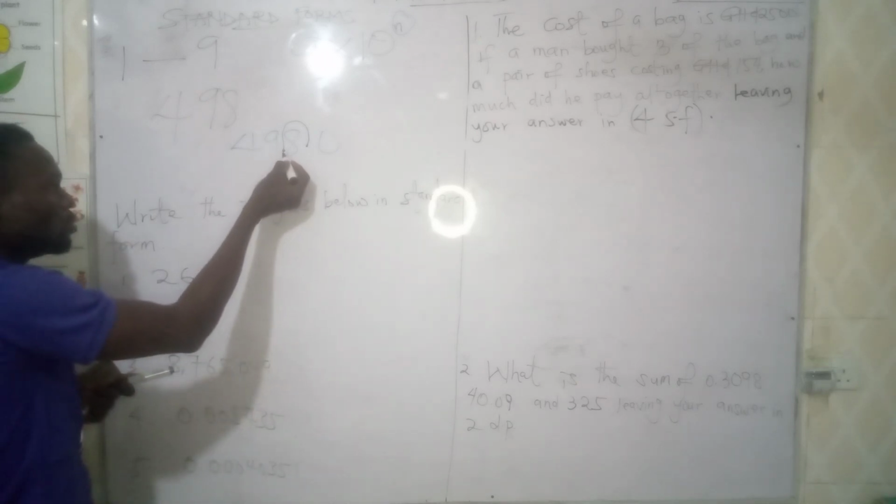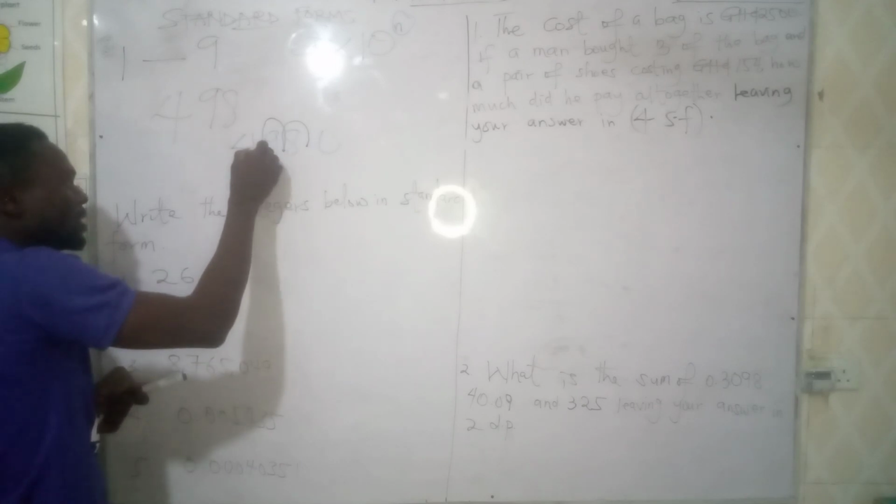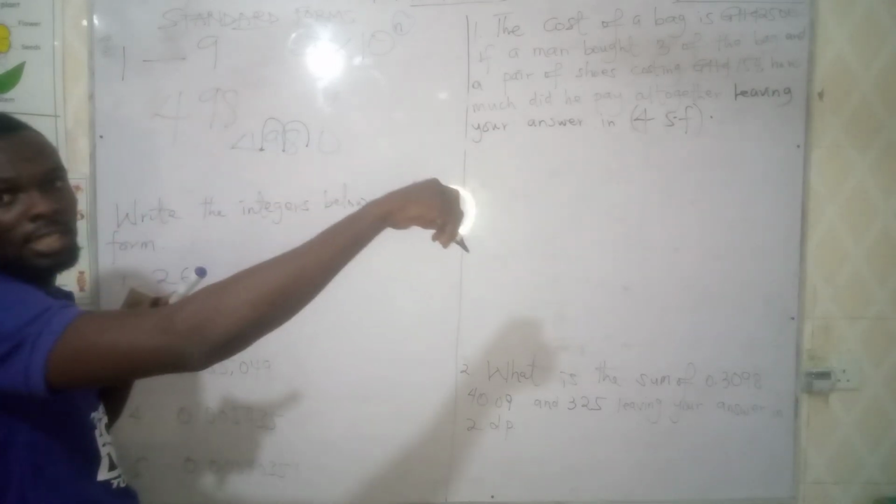So therefore we have to move the decimal point again. So the decimal point is here. Now let's move it here. Now when you move the decimal point here, we are having 4.98.